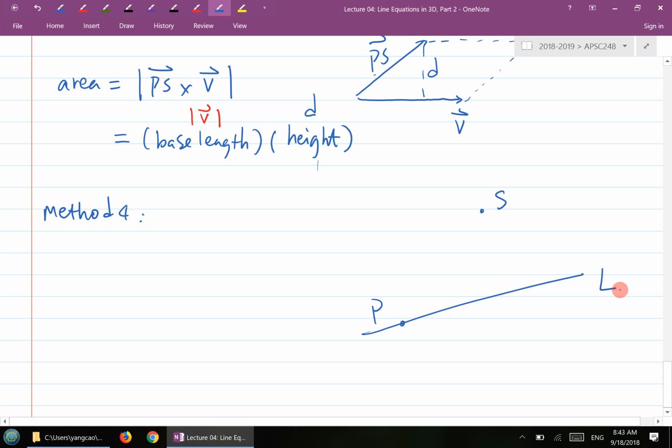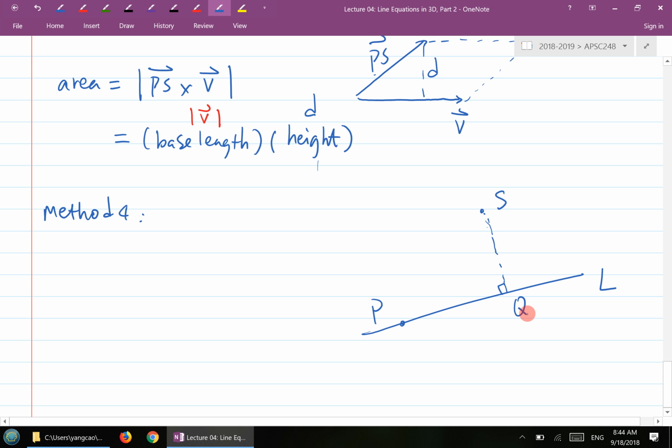Okay. Now in this particular approach, the idea is more or less like solving a typical geometry question. So if I project S to the line L perpendicularly, then naturally there should be a point here, right? Let's call it Q point.